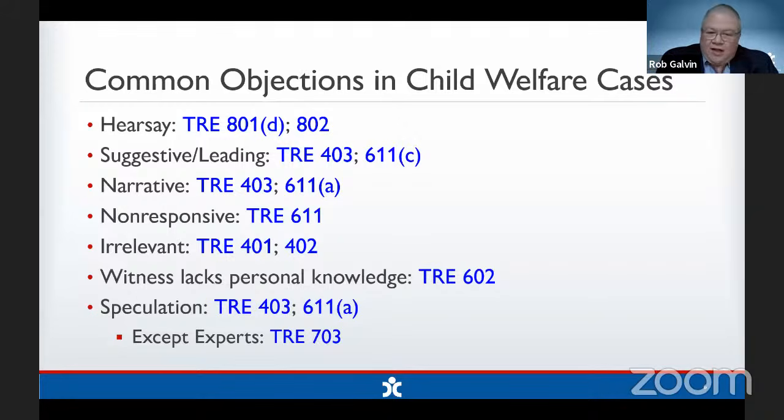Witnesses lack personal knowledge. That's a favorite one. They don't have the personal knowledge of speculation. They don't know. Typically, that's where the instruction from the judge comes: testify as to what you do know or what you saw, what you heard, those type of things. And then speculation is when someone's completely speculating.